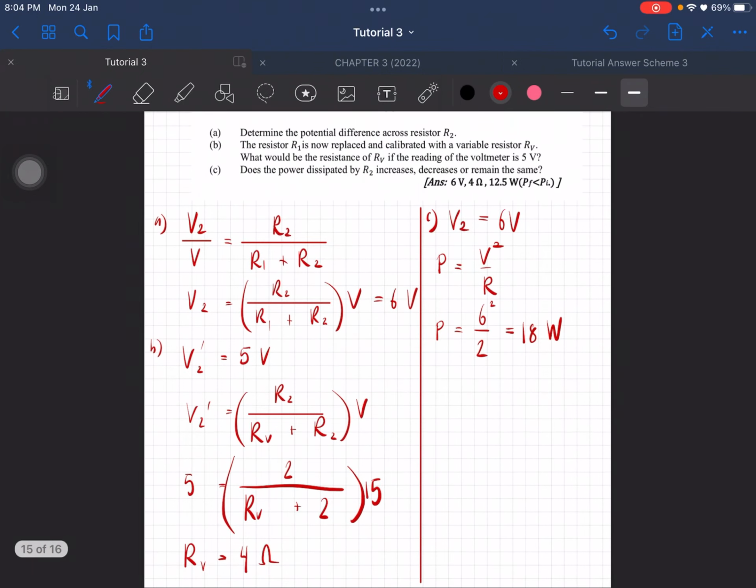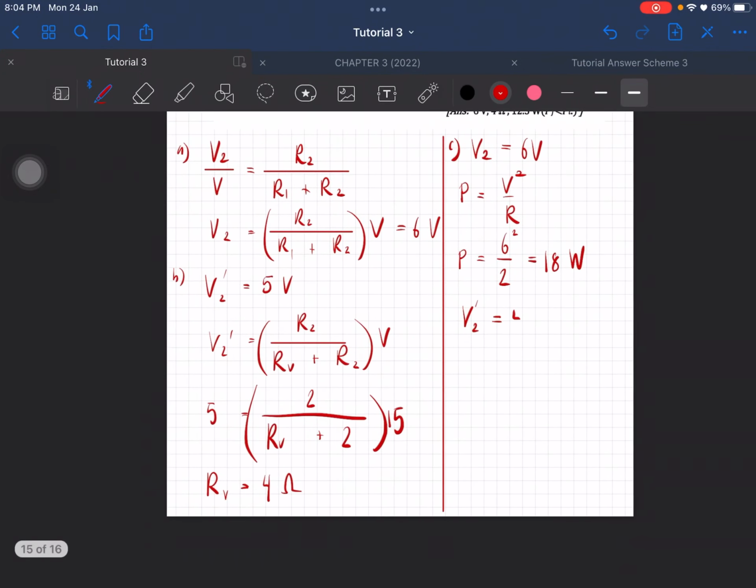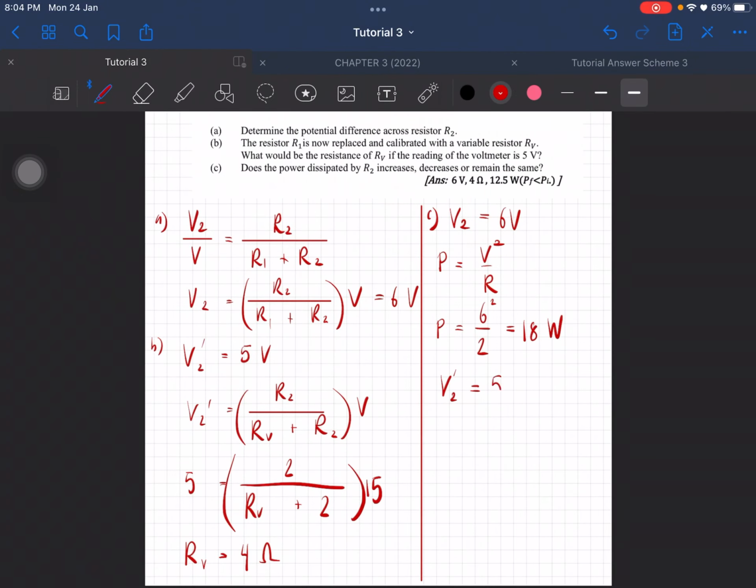Then when the potential difference is now equal to 5 volt, we have to calculate the power again. So the power is V squared over the resistor number 2. So this is 5 squared over 2. This would be equal to 12.5 watt.